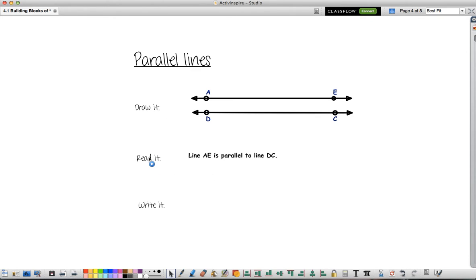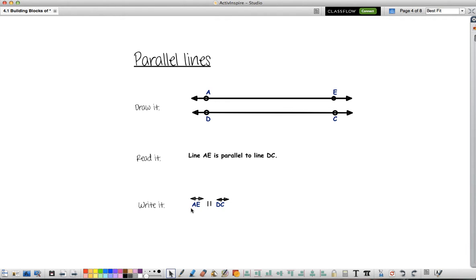So when you read this, it would read line AE is parallel to line DC. When you write it, though, to use your symbols, again, you use your line symbol above the AE and the DC, and then you can use your symbol for parallel. Even though it's written as symbols, when you read it, it's read as line AE is parallel to line, and we know it's a line because of the arrows, DC.